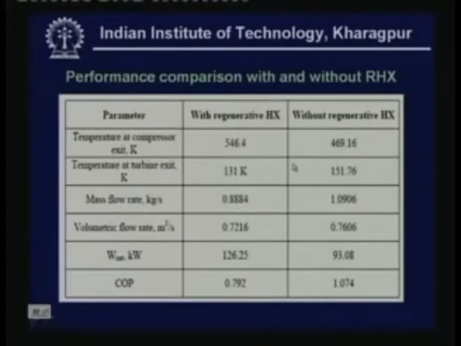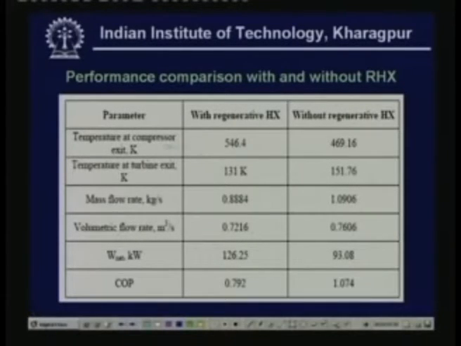Now we can quickly compare the performance with and without regenerative heat exchangers. You can see that when you are using a regenerative heat exchanger, the temperature at the exit of the compressor is much higher compared to this. Okay, this is a drawback actually. But what is the advantage of using a regenerative heat exchanger? The temperature at the exit of the turbine is much less compared to the one without regenerative heat exchanger. This is 131 versus 151. As a result of this, your refrigeration effect increases. Since the refrigeration effect increases, the required mass flow rate reduces when you are using a regenerative heat exchanger. That is what you can see.